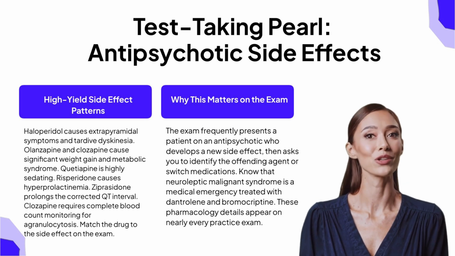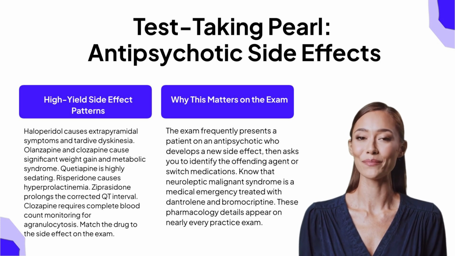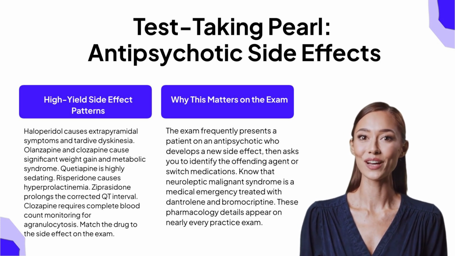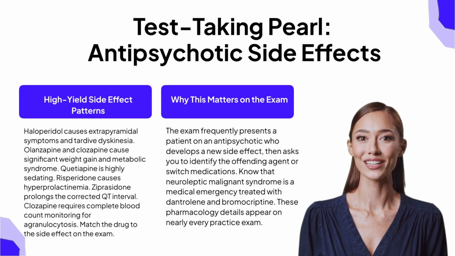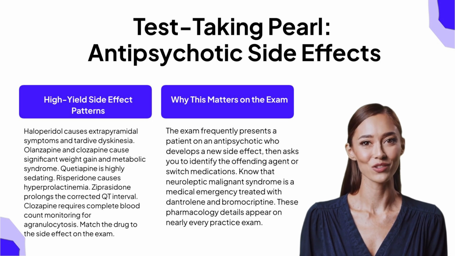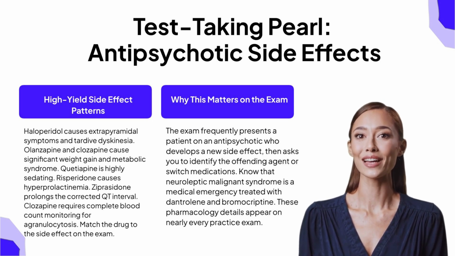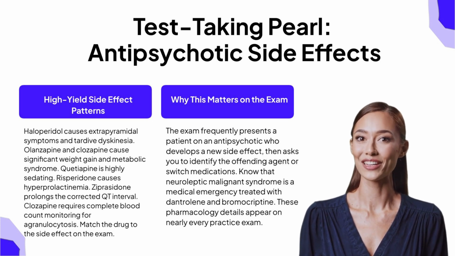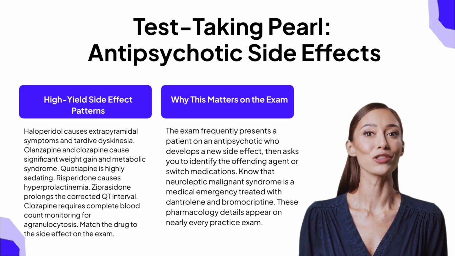Risperidone causes hyperprolactinemia, which can present as galactorrhea or amenorrhea. Ziprasidone prolongs the corrected QT interval. And clozapine requires regular complete blood count monitoring for agranulocytosis. When you see a side effect in the question stem, match it to the drug. When asked to switch medications, choose the one with the lowest risk of the problematic side effect. Know that Neuroleptic Malignant Syndrome is a medical emergency treated with dantrolene and bromocriptine.